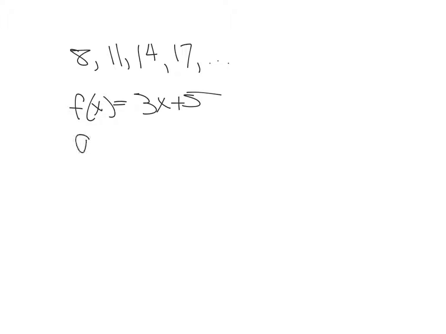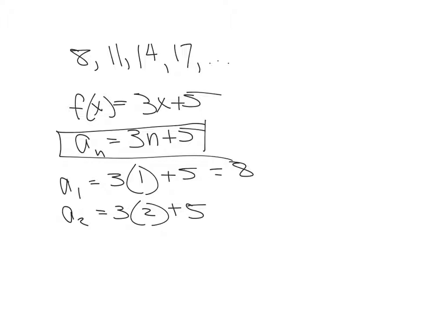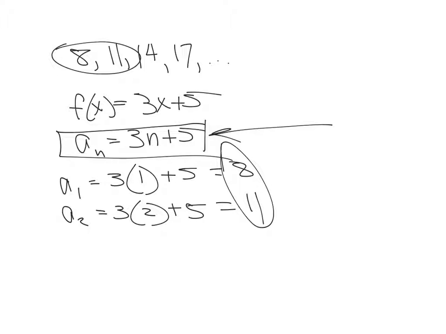Or they'll write it like this. Okay, so you've got that. Let's see how it works. So if we use 1, we should be able to get 8, because that's our first number, and we get 8. If we use 2, and that gives me 11. So that formula does work, because see, I'm starting to put in 1, 2, 3, 4, and I'm getting the numbers that I had there.